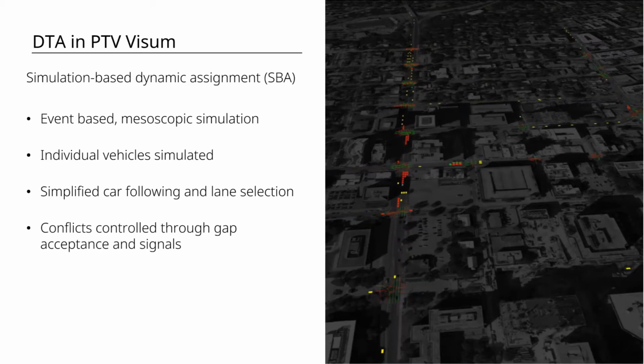So when we talk about dynamic traffic assignment in PTV Visum, there's a couple different routes you can go. The most popular, and what we'll be focusing on today, is simulation-based assignment, or SBA. This is an event-based mesoscopic simulation. During the course of this simulation, all individual vehicles are being simulated. It utilizes simplified car following and lane selection models. And then conflicts at intersections are controlled through gap acceptance and signals.